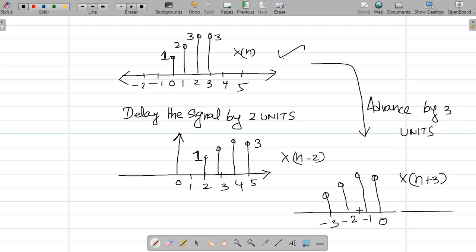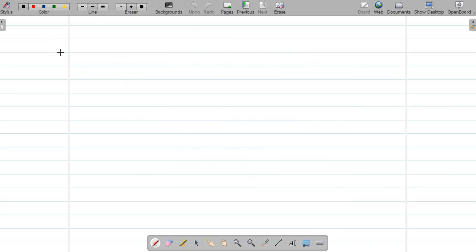So what we have seen is the time shifting operation, both for continuous time as well as for discrete time. Now let us take the next operation. Let us discuss the next operation, which is the time reversal operation.